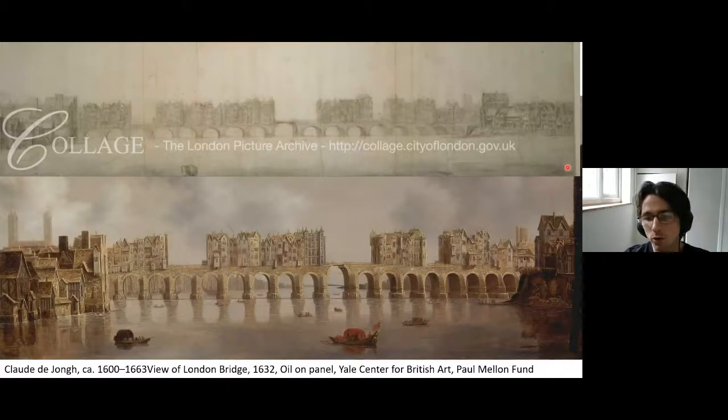They knew what London looked like. They were interested in striking images. It had to have some resemblance to reality, but they were sometimes more concerned with artistic effect. And that's evident in these images here. This is, of course, London Bridge.